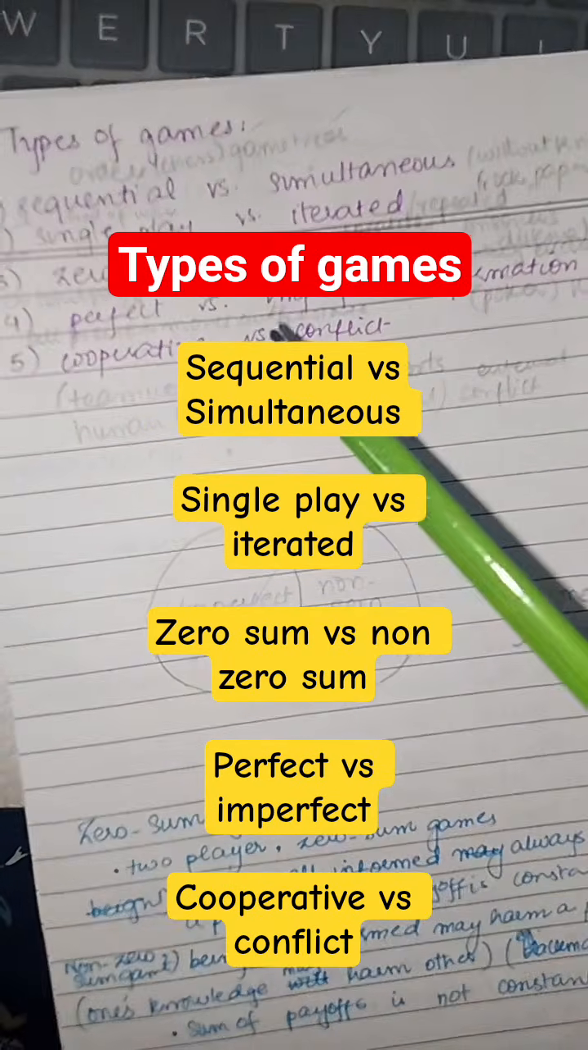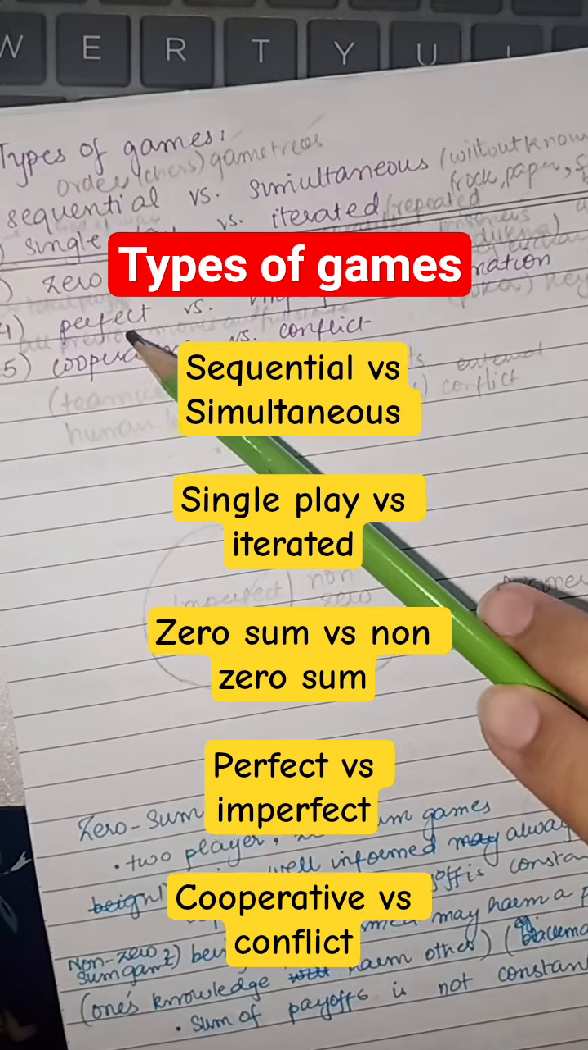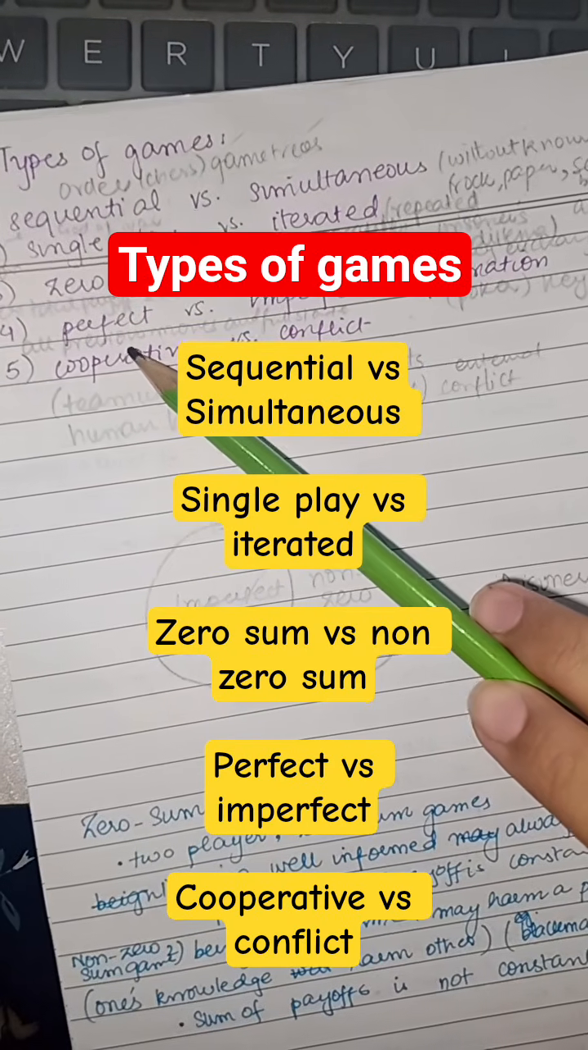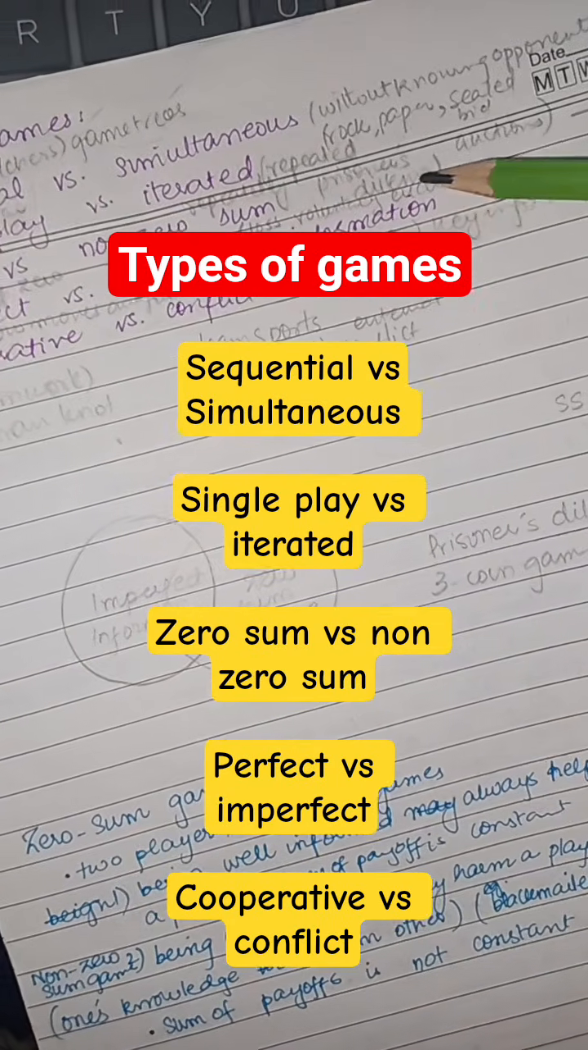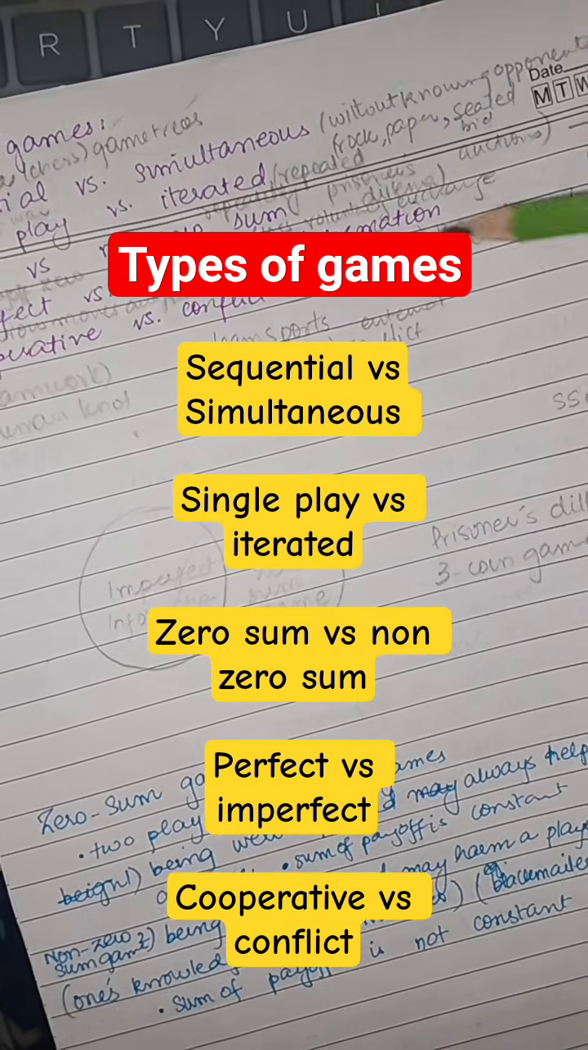All right. Then we have perfect versus imperfect information. Perfect information is where in the game the persons know exactly what previous moves were taken and what the history of the game is, right? In chess. While in imperfect information, the key information is hidden. For example, in poker, you don't really know who's going to win or who has which cards.